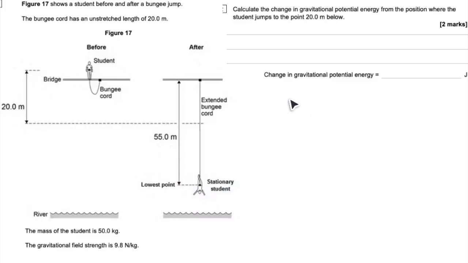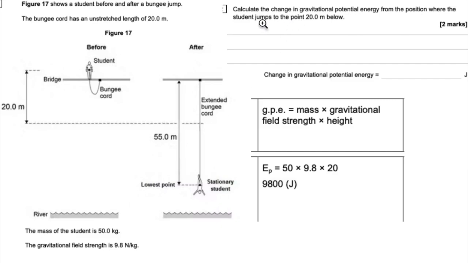This is the next question I want you to have a go. We have to calculate the change in gravitational potential energy from the position where the student jumps to the point 20 meters below. So try to remember the formula for the change in gravitational potential energy, which is the mass multiplied by the gravitational field strength, which over here is given, and the mass is also given, multiplied by the height.